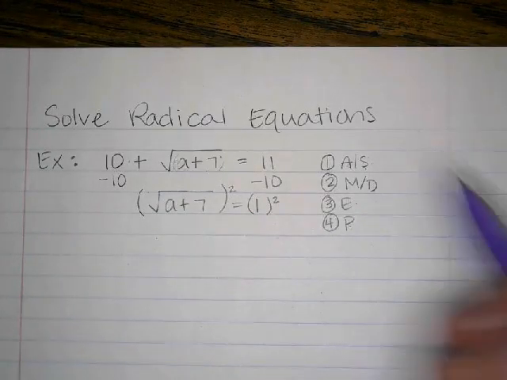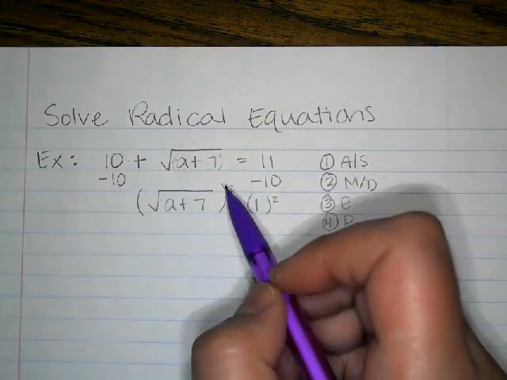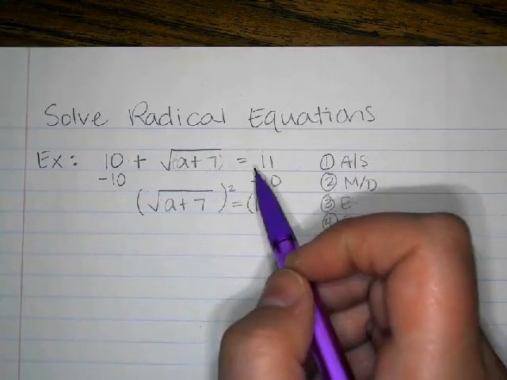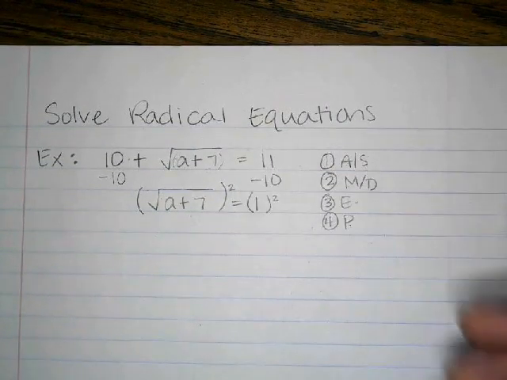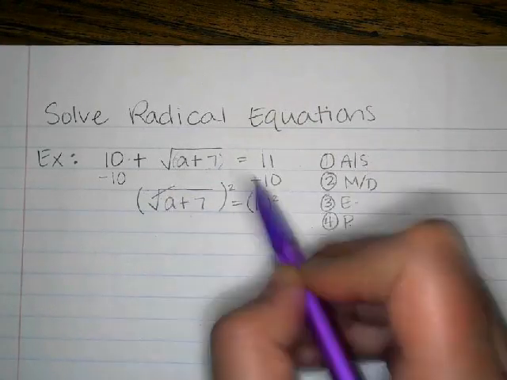Well, it's the opposite of the radical. So for a square root, the opposite of that is a squared. The opposite of a cube root is a cube. It's the same number, but it's the opposite operation for this particular thing. Okay, so these two cancel.